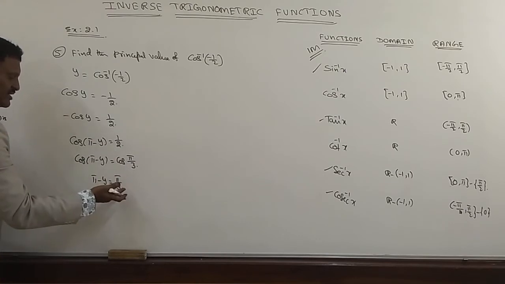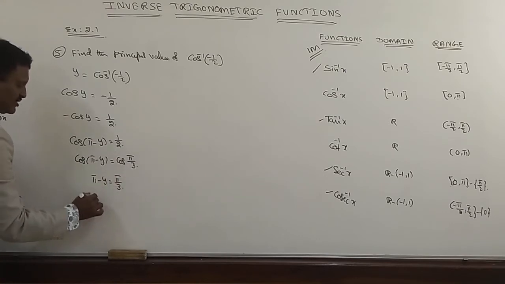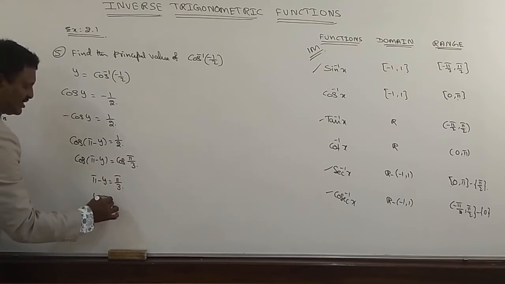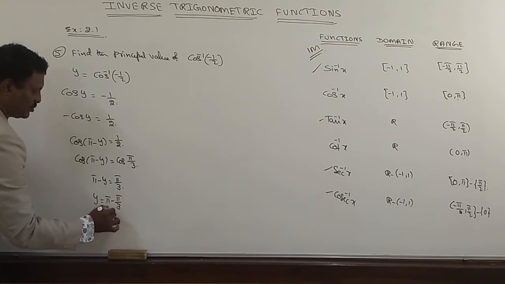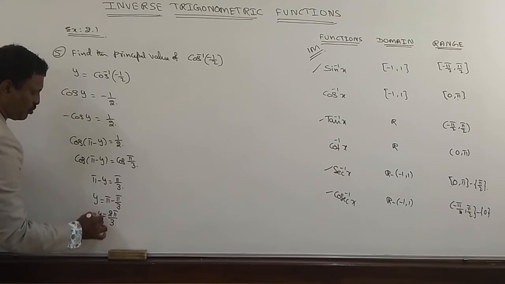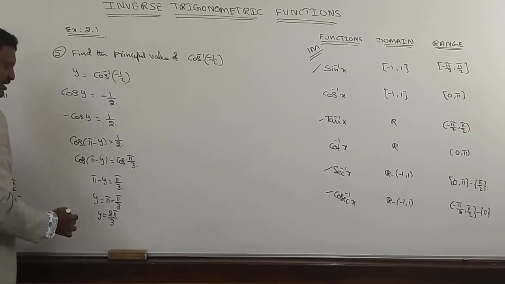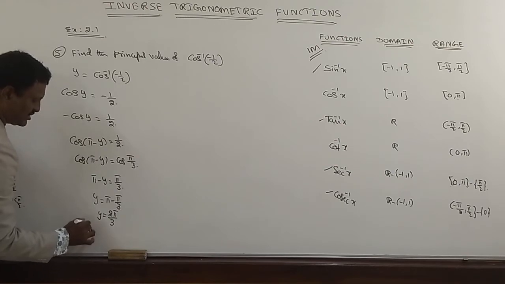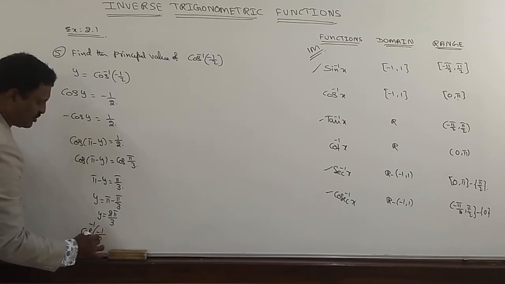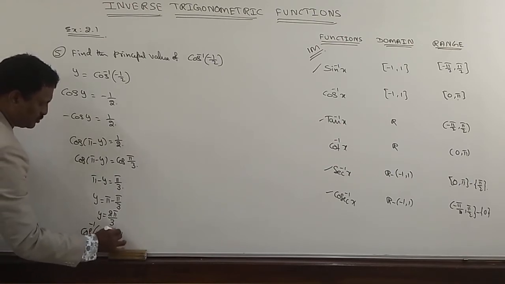Now take y to that side, pi by 3 to this side. So y is equal to pi minus pi by 3. The value of this you will get is 2 pi by 3. So y is equal to 2 pi by 3. So what will be the answer here? Cos inverse of minus 1 by 2 is equal to 2 pi by 3.